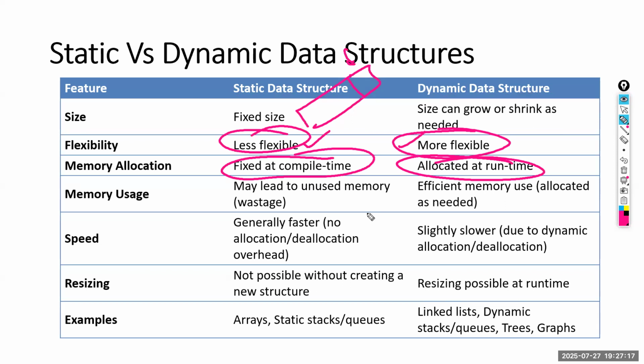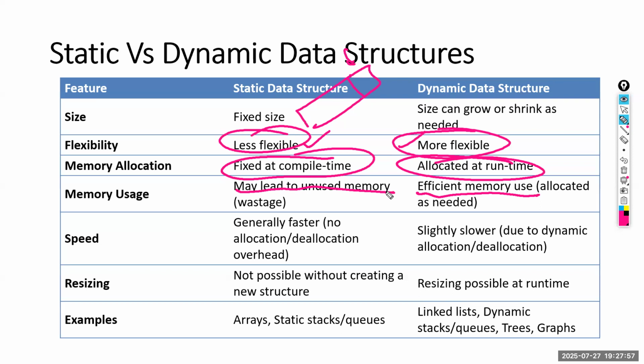Almost all our data structures, we will be developing as dynamic. But some data structures we will develop as both static and dynamic. For example, we will develop a stack as a static data structure and a dynamic data structure, and the same for a queue. But other data structures like trees and graphs, we will develop mostly as dynamic data structures. Memory usage wise, sometimes dynamic data structures can be efficient, sometimes static data structures can be efficient. It depends.